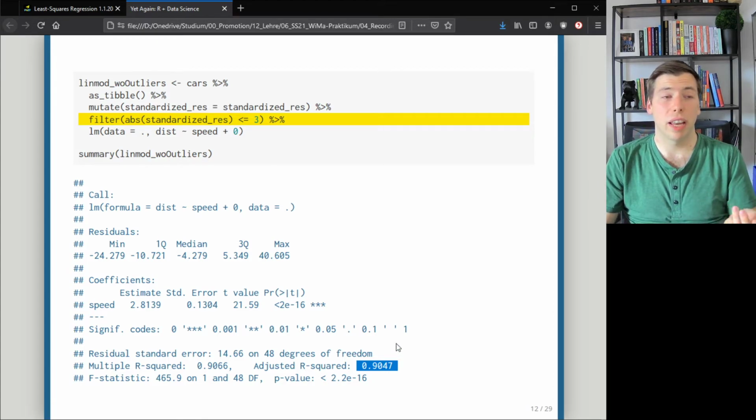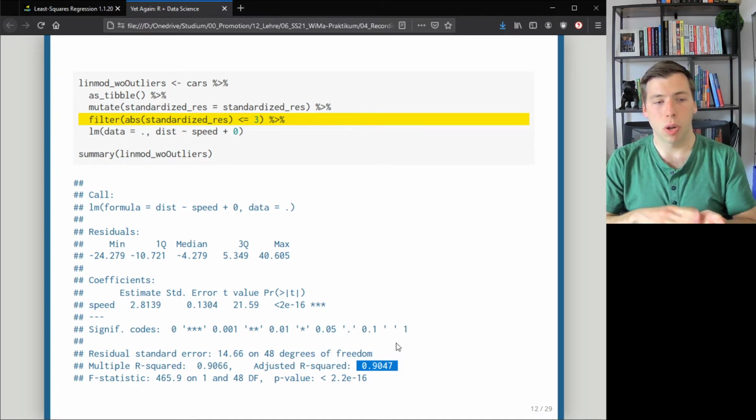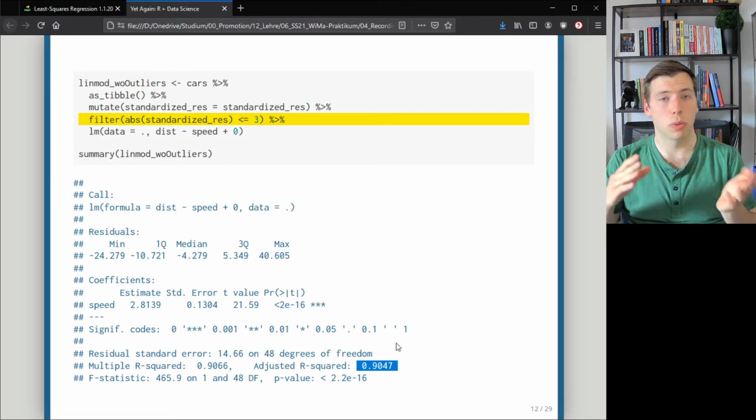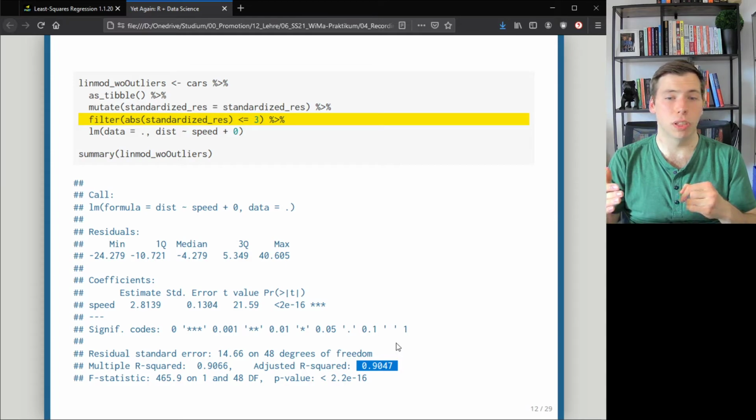And similar things can happen for leverage points. So this is why we try to detect them with these diagnostic plots. Okay, so that's a good time to move on to multiple linear models. This is basically the minimum of what I want to cover with the simple linear model.